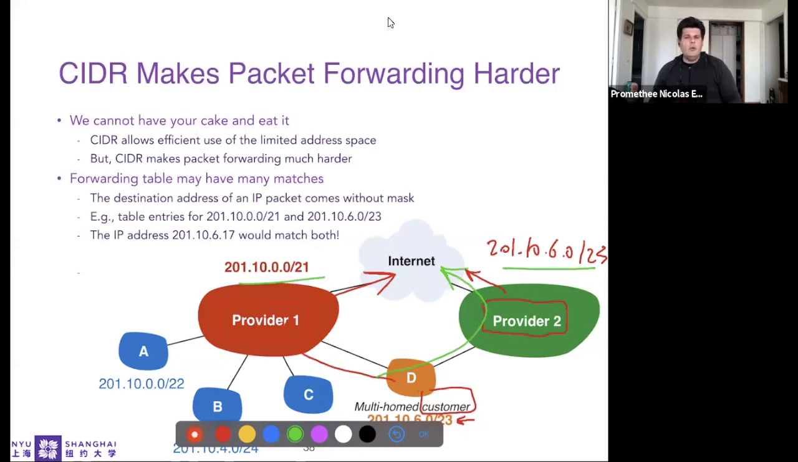So now inside the table, for the client D, how many entries? Two. Two routes instead of one. And the routers actually get fooled, because since the prefix is not the same length, they say, oh, those are two different destinations.